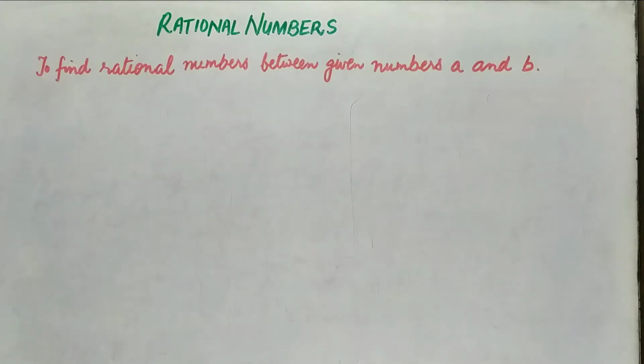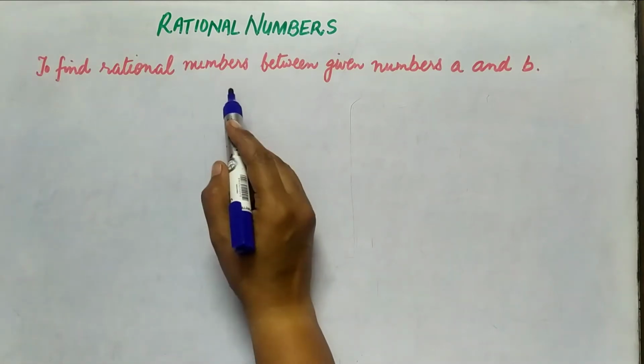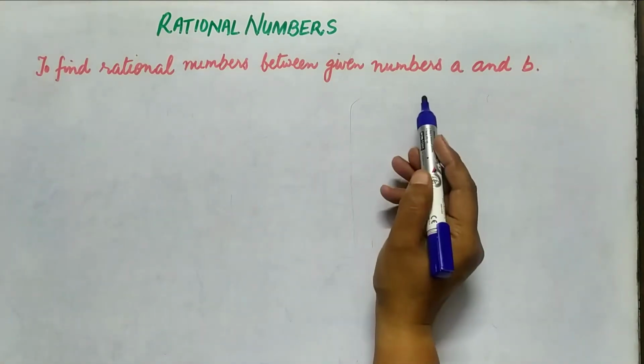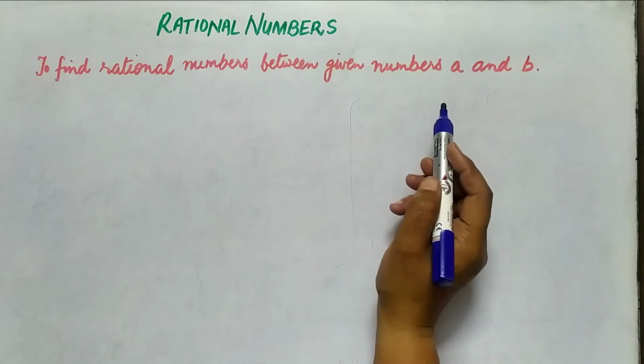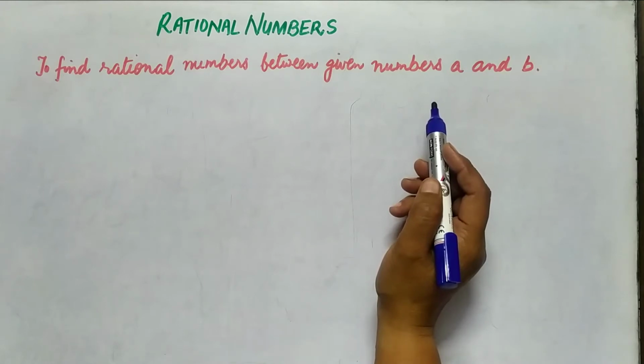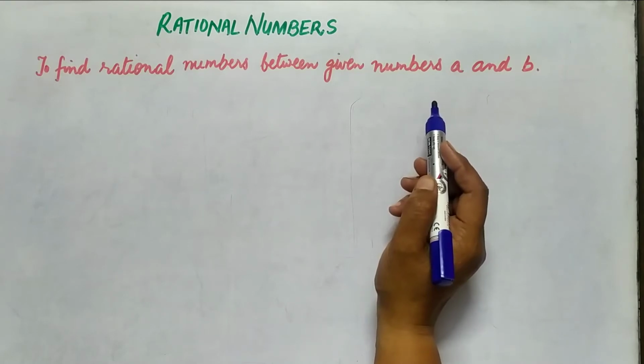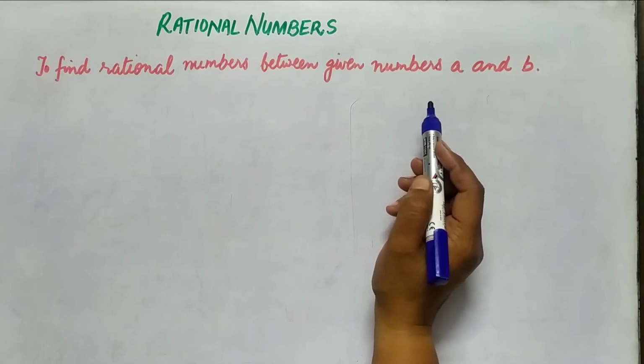In today's video of rational numbers, we will learn to find rational numbers between given numbers a and b. In our previous video, we have learnt that we can find infinite number of rational numbers between two given numbers. How to find these numbers? Let us discuss. There are many methods.